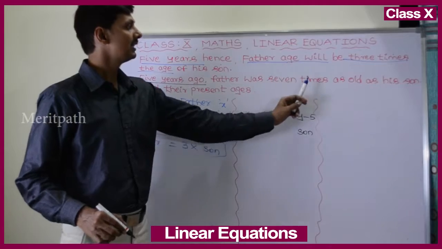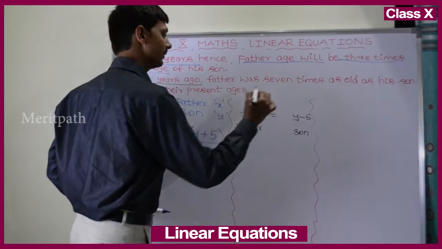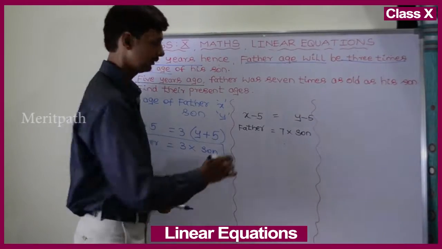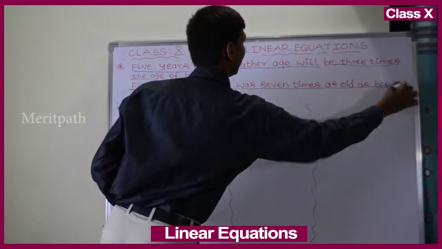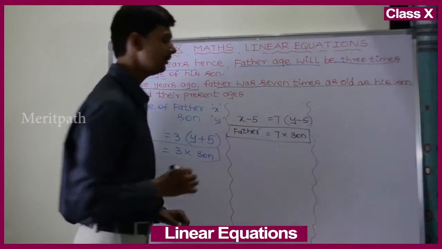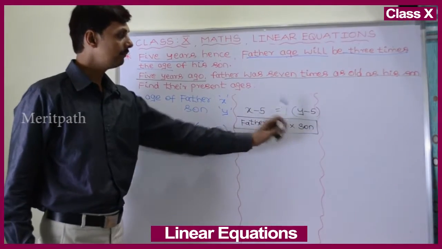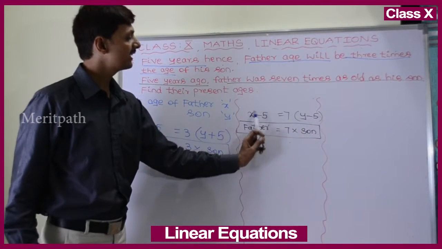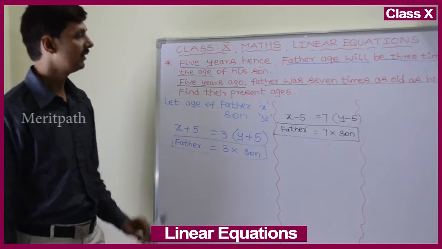The father's age was 7 times as old as his son. Father's age is equal to 7 times of his son's age. So 7 into y minus 5. This is 5 years ago, x minus 5, y minus 5. The father's age is equal to 7 times of his son's age. So x minus 5 is equal to 7 into y minus 5. Here is the second equation. We got these two equations.